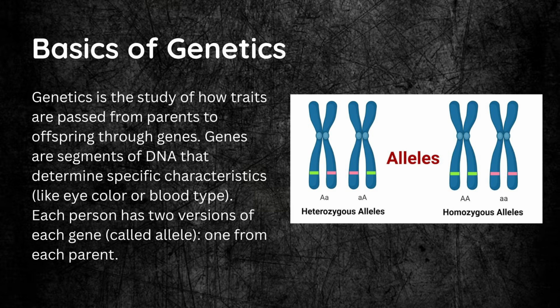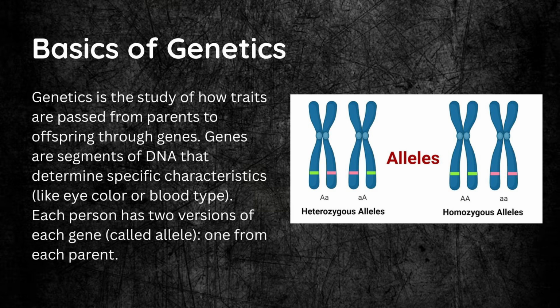Genetics is the study of how traits are passed from parents to offspring through genes. Genes are segments of DNA that determine specific characteristics like eye color or blood type. Each person has two versions of each gene called alleles. An allele is one of two or more alternative forms of a gene that arise by mutation and are found at the same place on a chromosome, one from each parent.